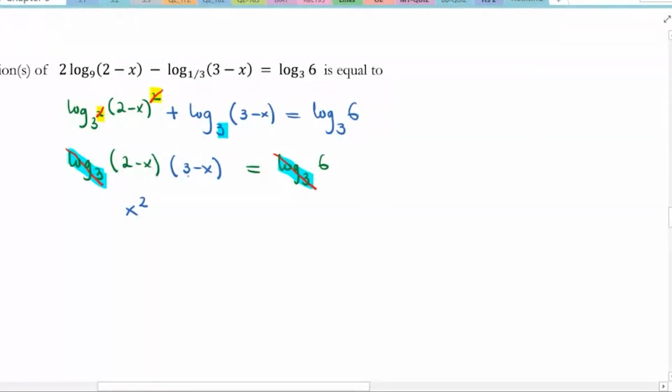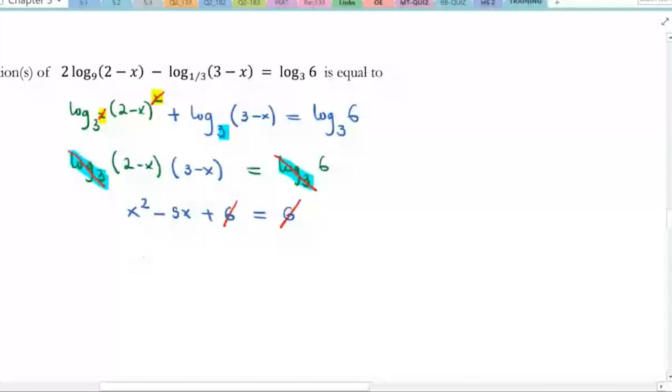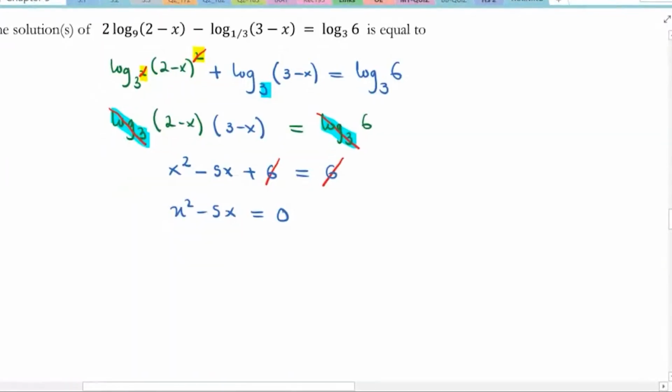Now, minus x with 3, that is going to give us minus 3x. And then minus x with 2, and that is going to give us minus 5x. Now, we have 2 multiplied by 3, that is going to be plus 6, and this is equal to 6. You will agree with me that 6 we cancel with 6. So here, what do we have? We have x squared minus 5x equal to 0.